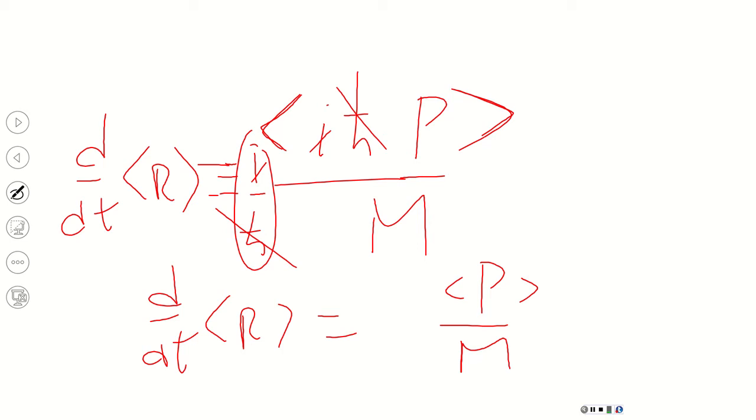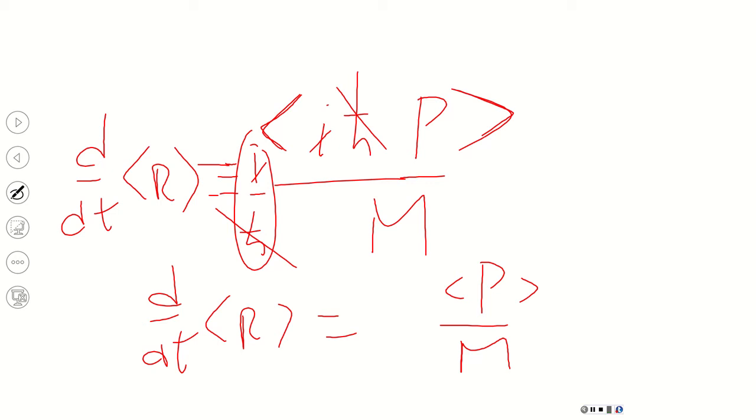So how do we interpret this equation? Momentum, what is momentum? Mass times velocity. What is momentum divided by mass? Velocity. So the time derivative of position is velocity. So we made a great discovery.